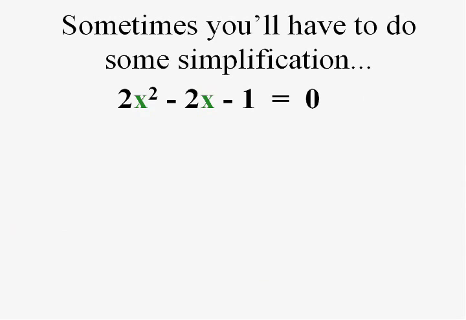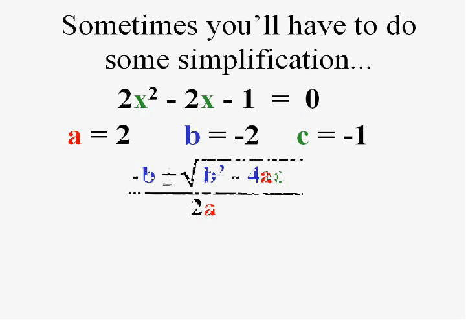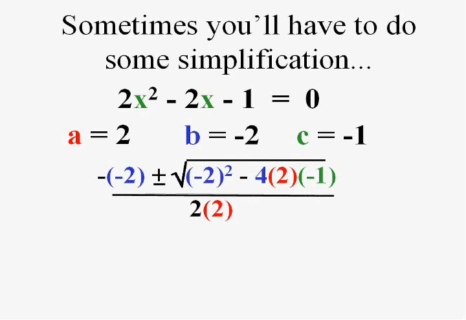Let's do another one. Sometimes it's going to take even a little bit more work. Well, in this case, A is 2, B is negative 2, and C is negative 1. This seems pretty straightforward. We put it into our quadratic formula, and we get the following. Is that your final answer?